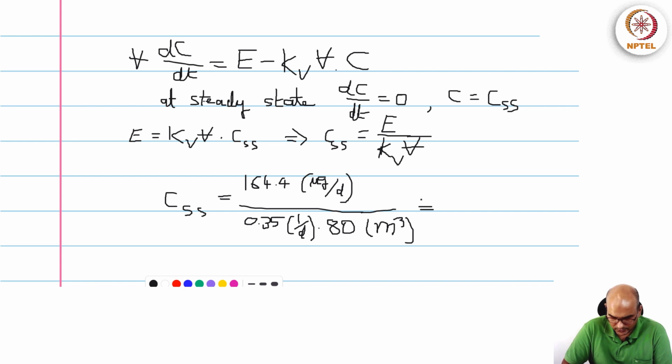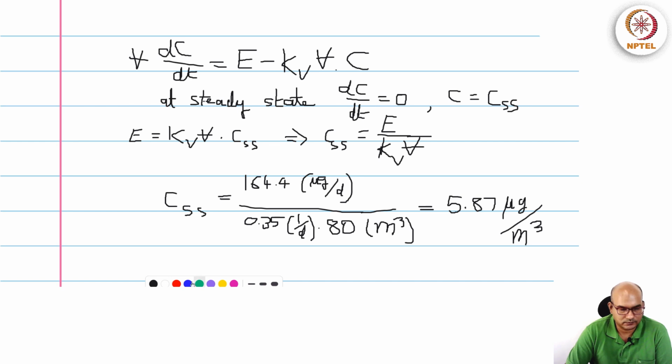So if we just calculate this, it is 164.4 divided by 0.35, divided by 80. So this will become 5.87 micrograms per meter cube. So this is our first part, the steady state concentration.